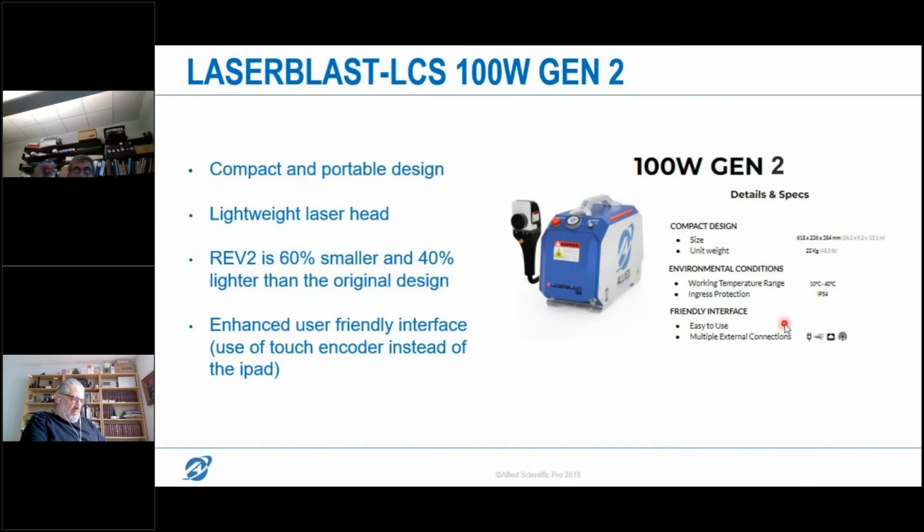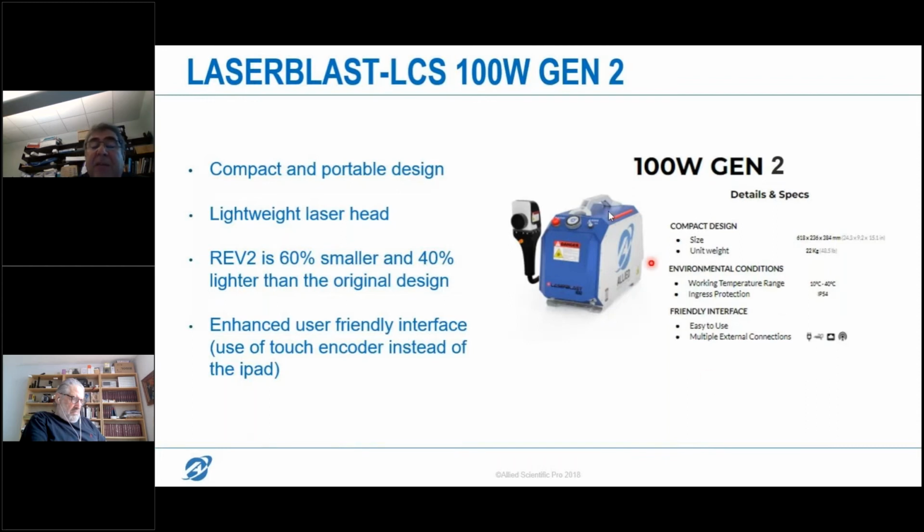And our second generation 100-watt unit is shown here. And this was definitely necessary because, especially for ship cleaning, you need to go through the hatches sometimes, and one man needs to carry that like a suitcase. So, for some applications, there's not enough space to carry a bigger laser machine. So this is very suitable for portability of the instrument. It's 60% smaller and 40% lighter than the original design.